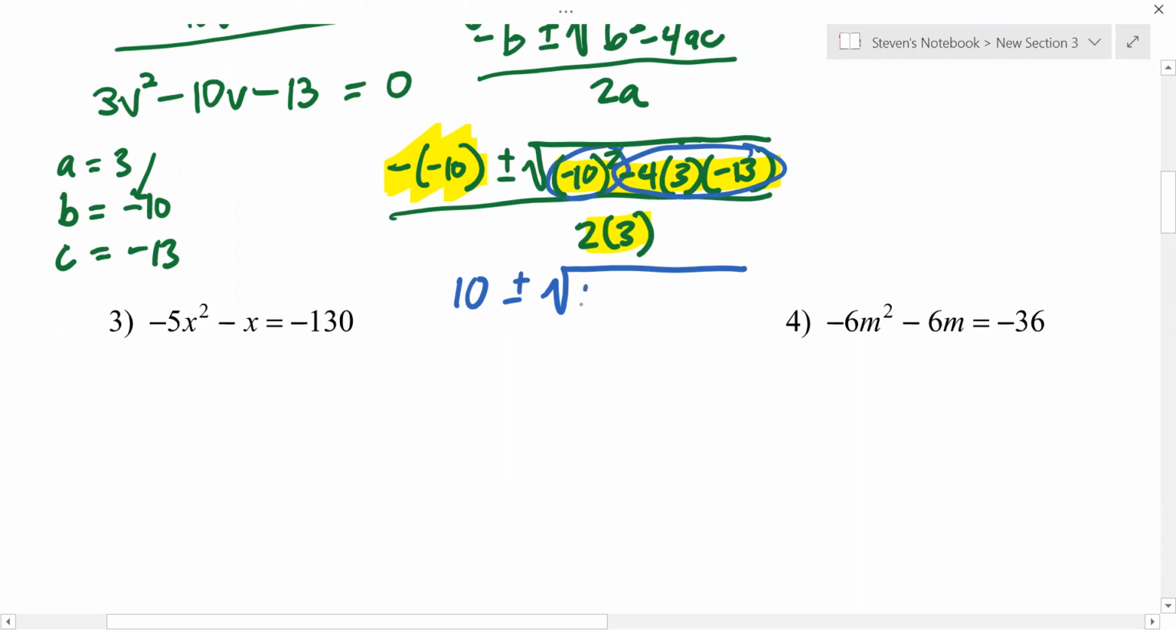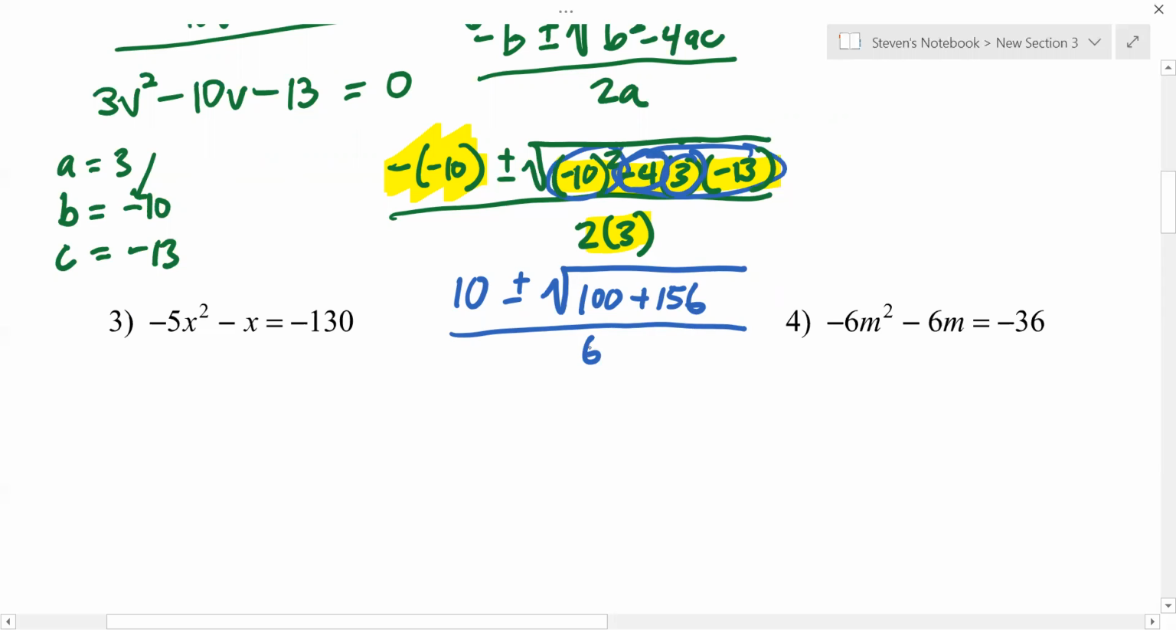-10 squared is 100. Now, next one, what's -4 times 3? You should have a calculator in front of you, by the way, which is -12. And then -12 times -13, that gives me a positive, right? And that's going to be +156. So I'm going to write +156, all divided by, okay, 2 times 3 is 6.